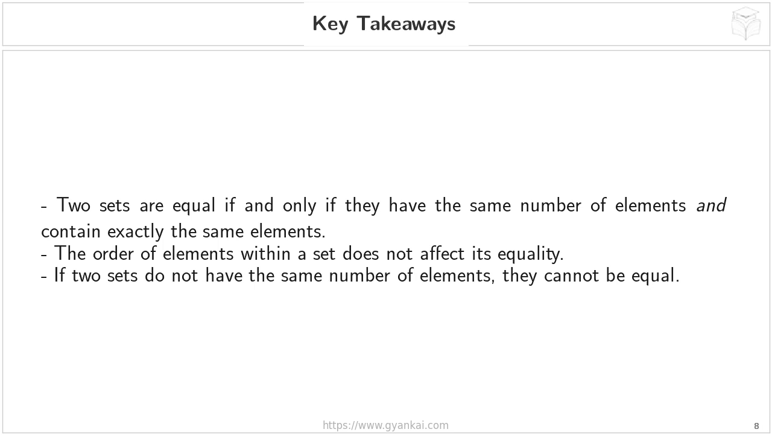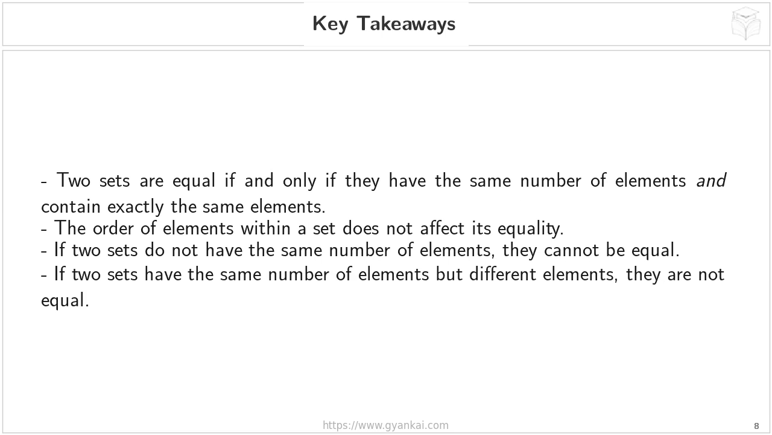Now, let's consider a quick shortcut. If two sets do not have the same number of elements, they absolutely cannot be equal. We don't even need to bother checking the individual elements in that case. As we saw with sets G and H, it's an immediate disqualifier.